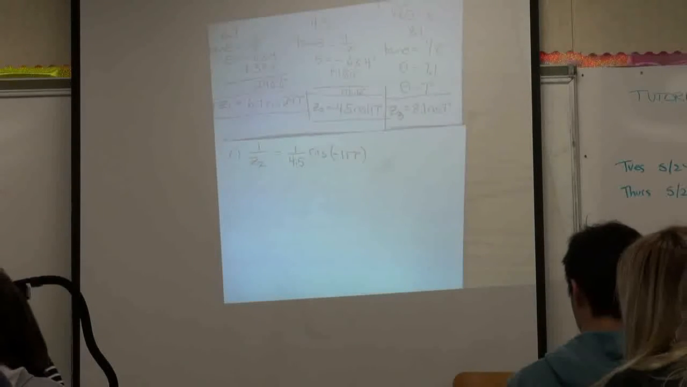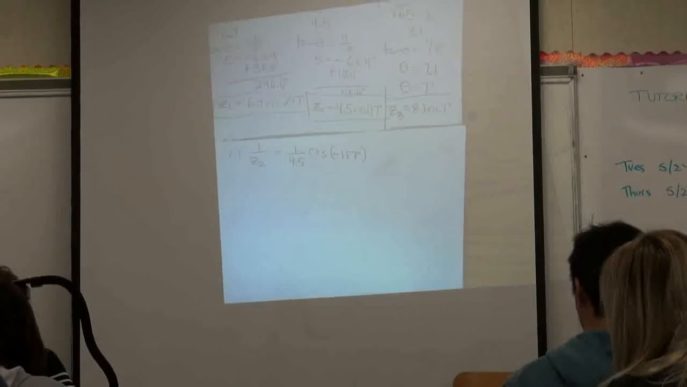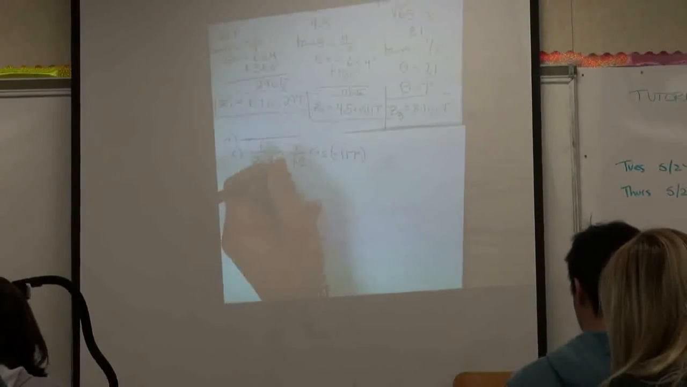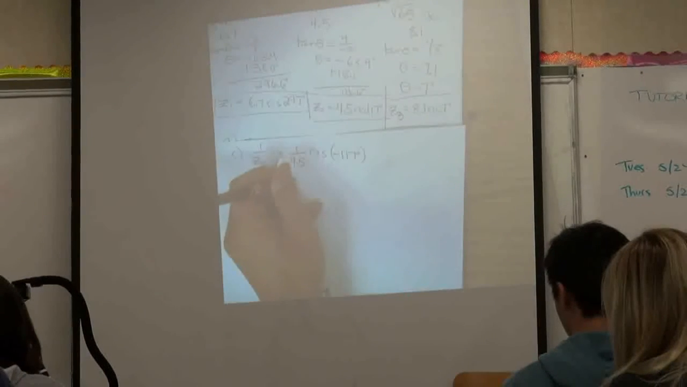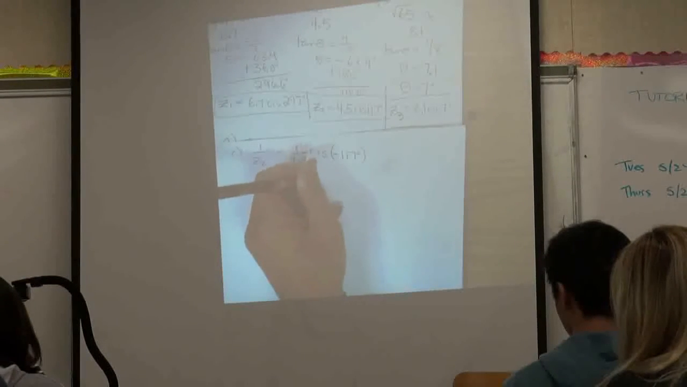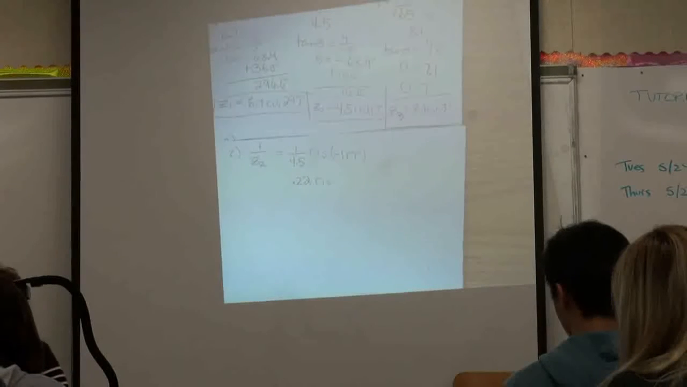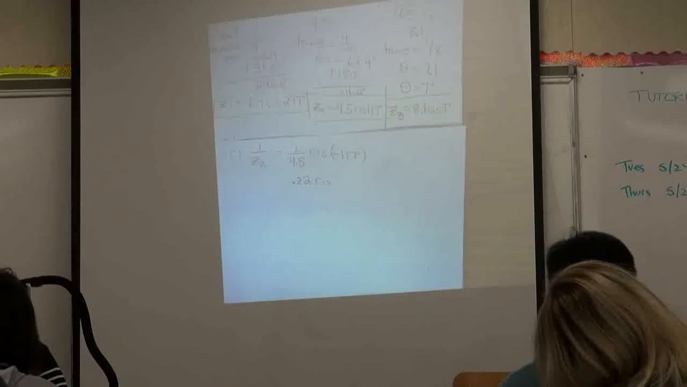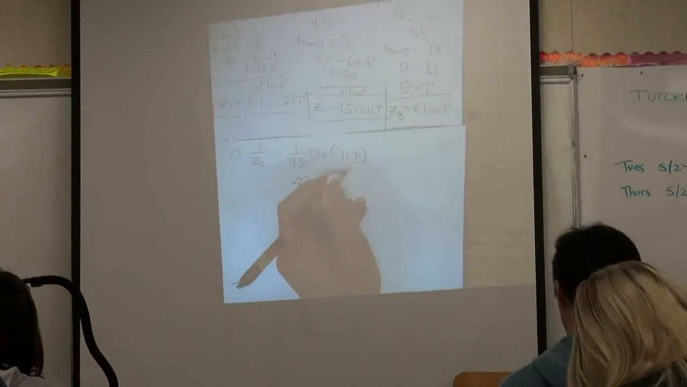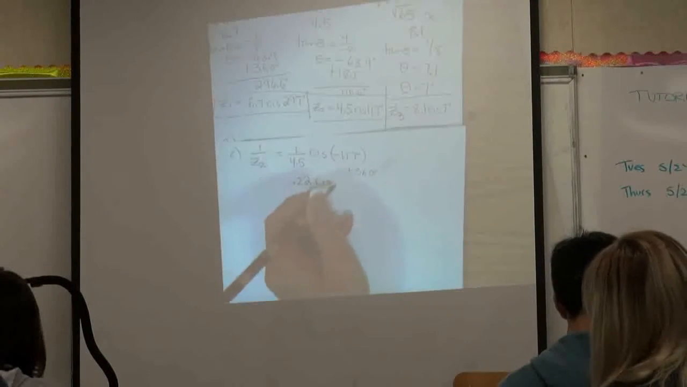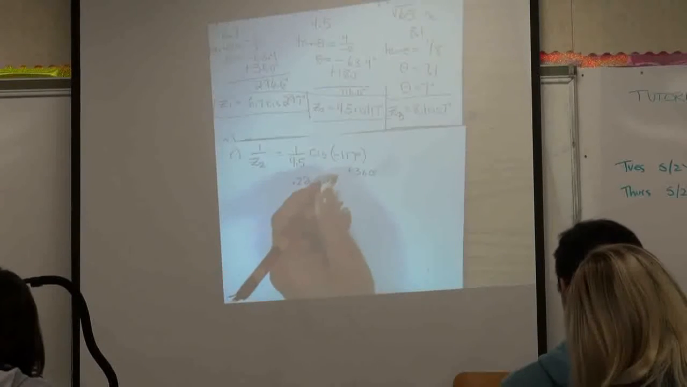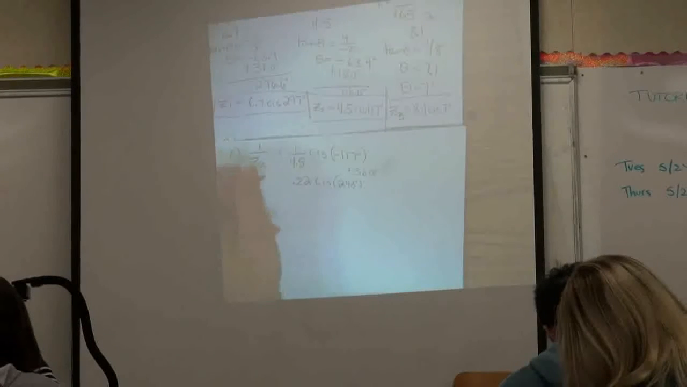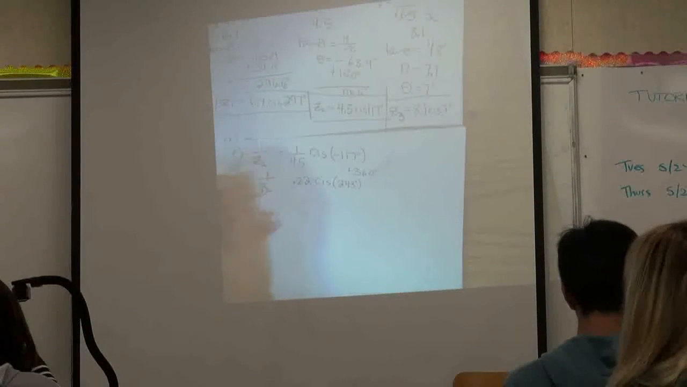Now, what is 1 over 4.5, Jake? 0.222, repeated, so 0.22 cis. Now, once again, can't have a negative angle, so you add 360, and you get 243. Any questions so far?